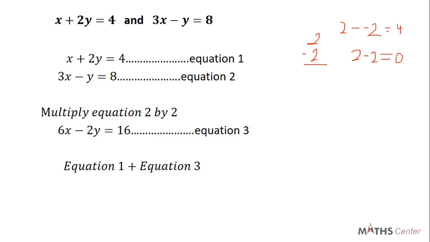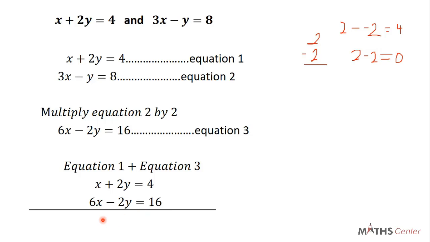So this means that if I want to eliminate y, because 2 here is positive and 2 here is negative, I'll have to add the two equations. So that's exactly what I'm going to do. I'm going to add equation 1 to the new equation. Remember, don't add it to the old equation 2. Add it to the new equation that we formed, and that new equation is equation 3. So I'm going to add equation 1 to equation 3. This is my equation 1 and this is my equation 3.